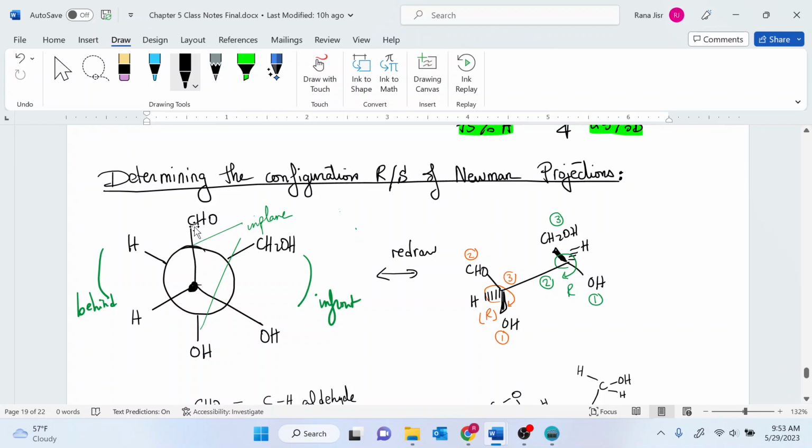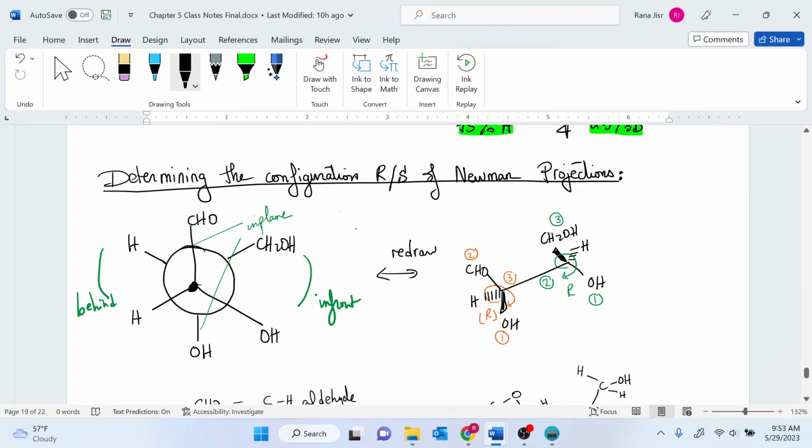So this is the aldehyde, which is in plane. That is connected to the carbon at the back. And this is the carbon at the back, and it has the OH in plane pointing down like that. And then it has the alcohol group, which is pointing up, and the hydrogen, which is behind.